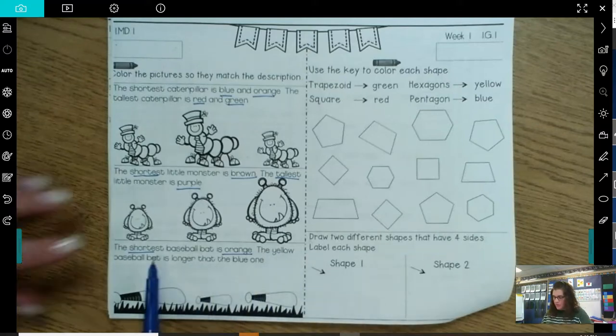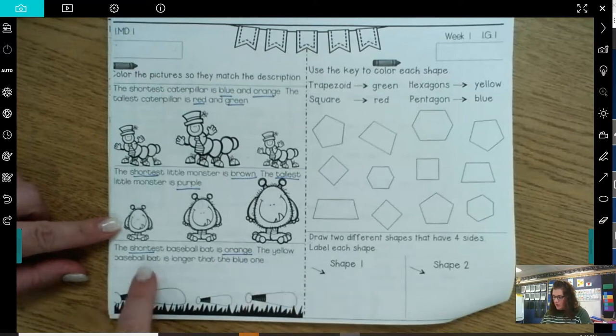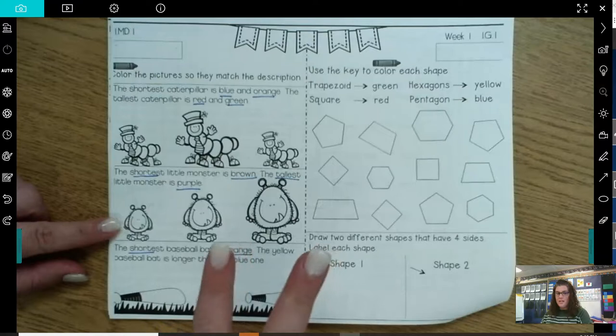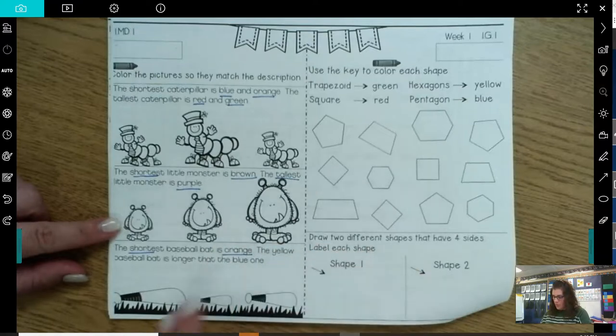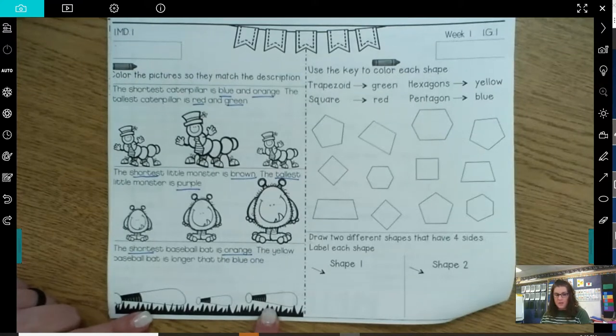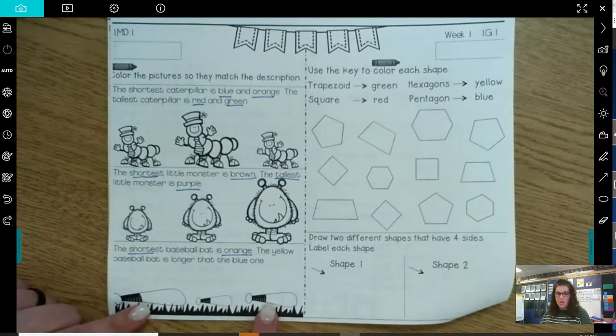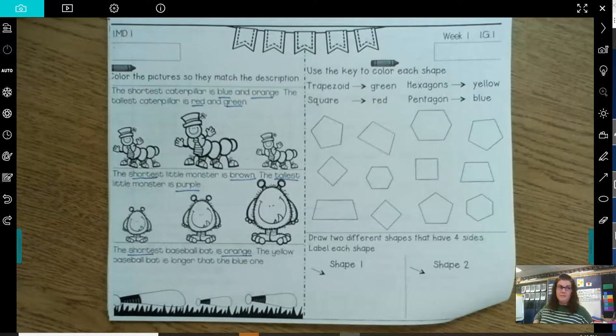So now we have to think about it. We colored the shortest baseball bat orange. Then it says the yellow baseball bat is longer than the blue one. So that means you have 2 baseball bats left. Let's ignore the orange one. So of the 2 that are left, the yellow baseball bat is the longer one, which means the blue baseball bat is the shorter one out of the 2. Okay? So pick which one is the longest left, and that's going to be yellow. And then pick the one that's shortest that's left, and that will be blue. Hit pause, color in those baseball bats, and come back when you're ready.